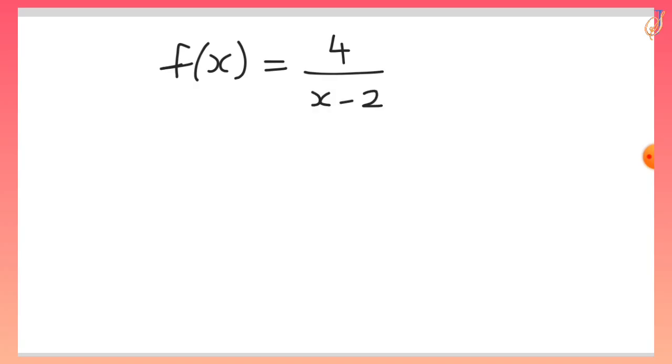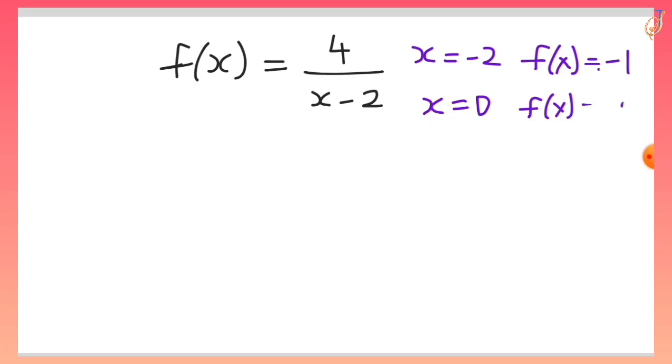how can you find the domain of this rational function? Let's see now. Here, if you plug x value as minus 2, then f of x is going to be 4 over minus 2 minus 2, which gives minus 4 in the denominator. So then after cancelling, you will get minus 1. So then f of x, the value is minus 1. If you plug x equal to 0, then our f of x is going to be 4 over 0 minus 2, which gives minus 2 only. So then 4 divided by minus 2 which gives minus 2.